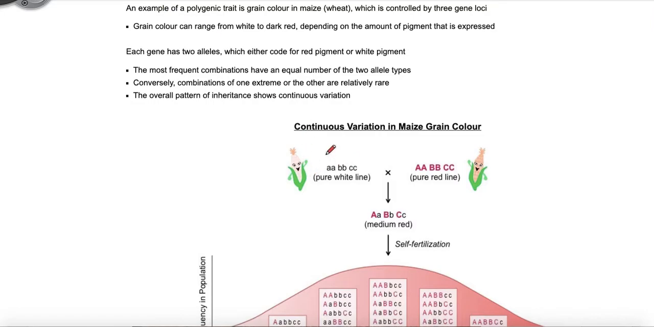So here you see the 3 gene loci, and notice that the 3 gene loci could either have a homozygous recessive allele combination, it could be heterozygous, or it could be homozygous dominant, right? So if you cross a pure white line of corn with a pure red line of corn, you're going to get a hybrid, right? You're going to get somewhere in between. So you're going to get a heterozygous condition of the 3 gene loci with both the dominant and the recessive allele. Okay.